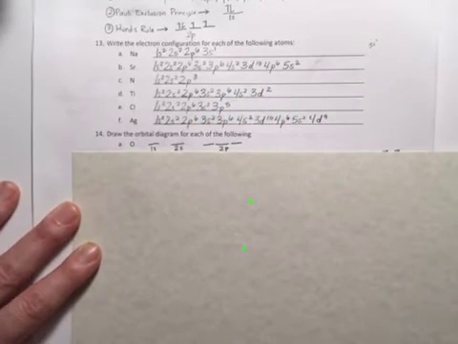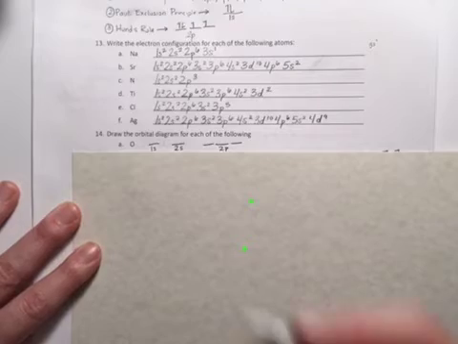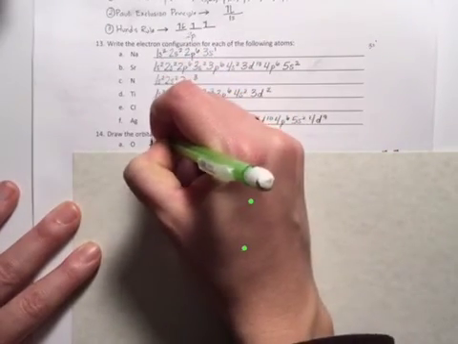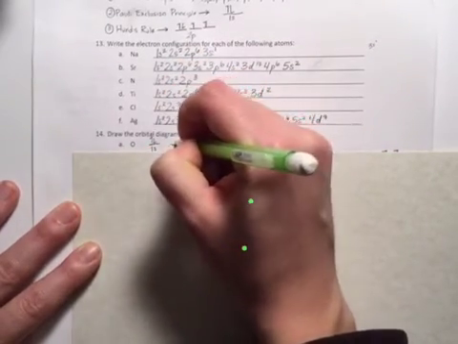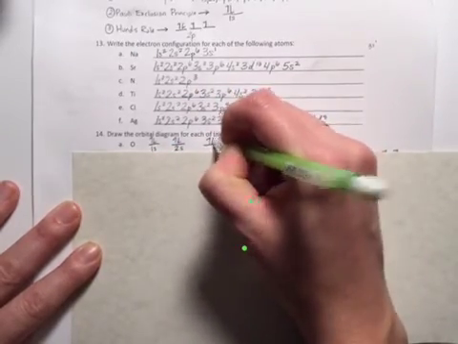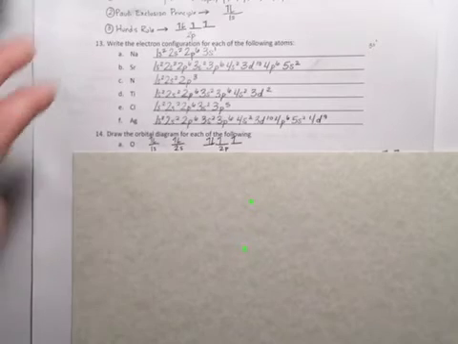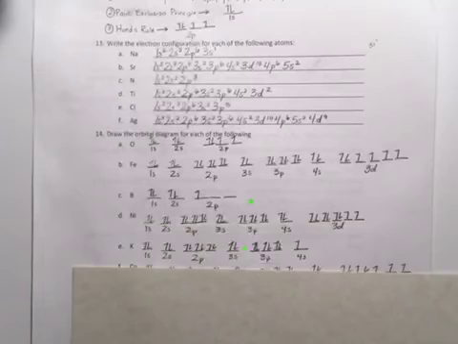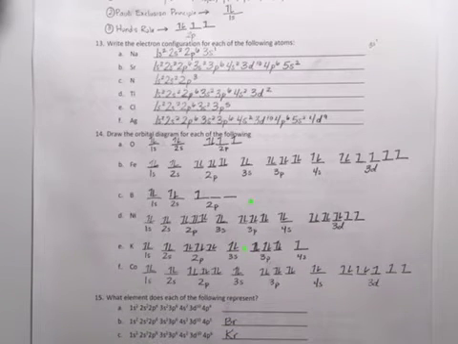I look at oxygen on the periodic table, it's number 8, so then I just count up my electrons. 1, 2, 3, 4, 5, 6, 7, 8. Remembering those rules that we talked about on number 12. So that's the method that I use to do all of these.